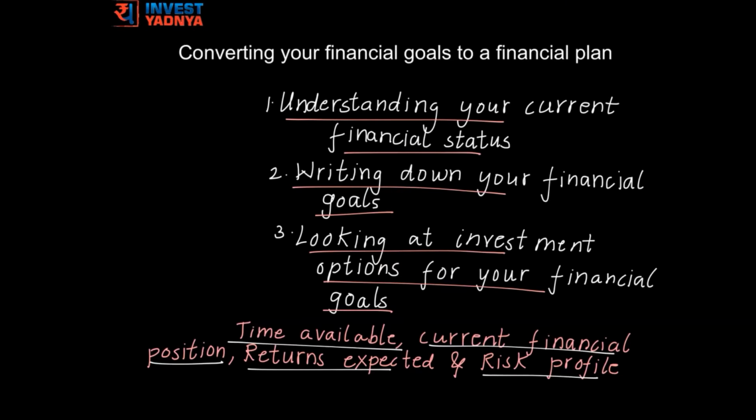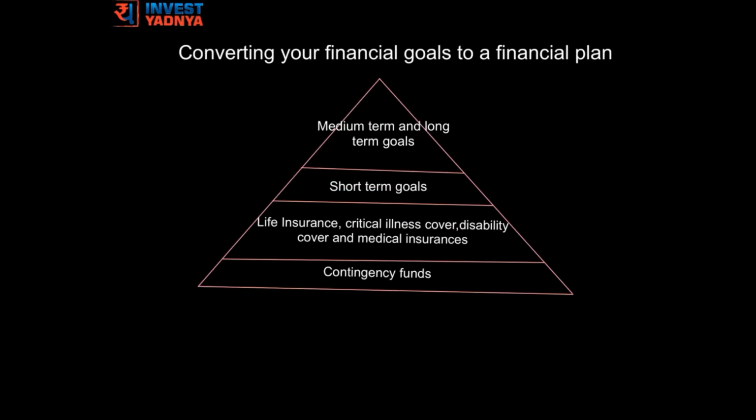In the current video, we are going to cover the fourth step of financial planning, that is converting your financial goals to a financial plan. The pyramid here shows the hierarchy of investment needs. So before we actually start investing for our short-term and long-term goals, you should take care of two things, your contingency fund and your life and medical insurance.